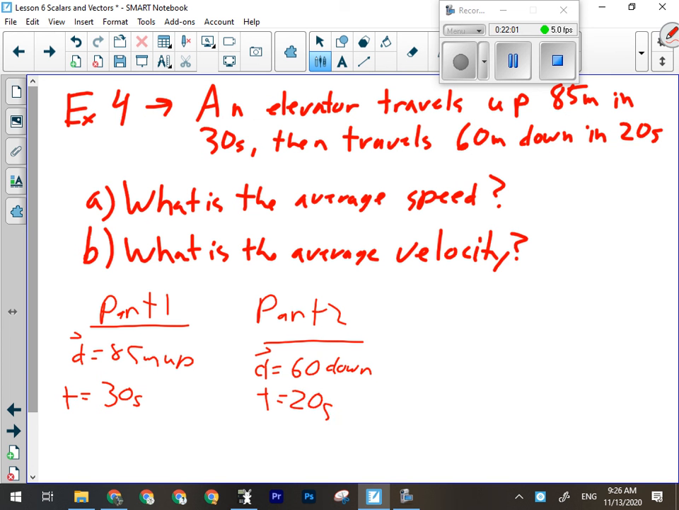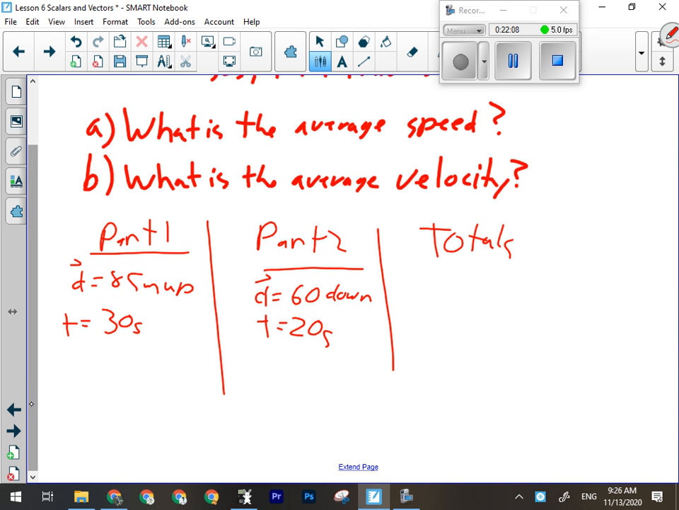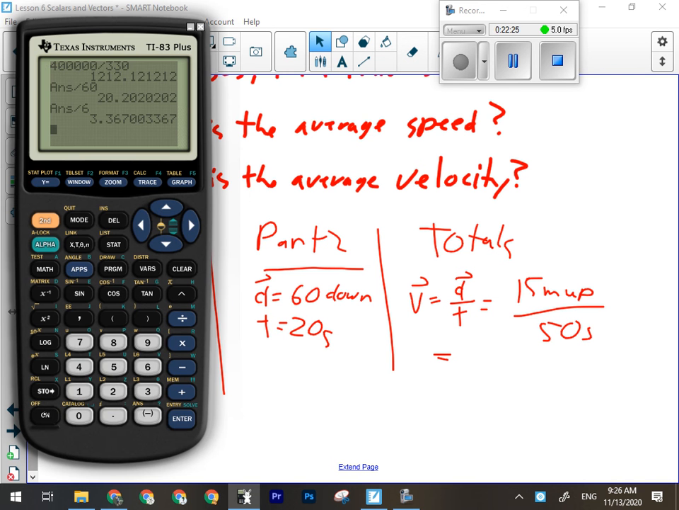So we don't have to do any intermediate calculations on this one. We can go straight to our totals. Okay, and that's going to look like this. Our average velocity is total displacement over total time. Our total displacement is going to be 15 meters up. Okay, and that is going to have taken 50 seconds. All right, so not 15 meters up, 25 meters up.